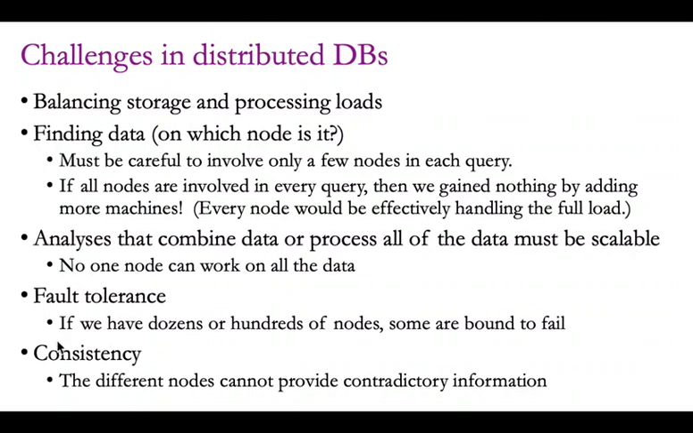Another challenge is that because we have many different nodes storing data, it would be possible for different nodes to have contradictory information about the same entry, the same record, but we don't want that to be the case. So when things change, those changes have to be applied to all the different places where the data is stored, if there are replicas of data.